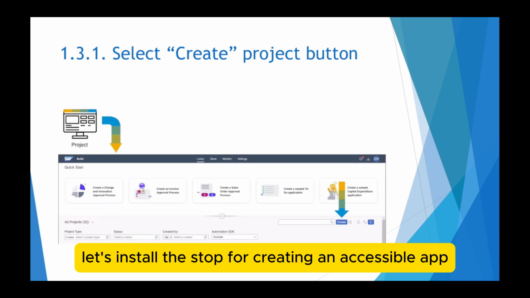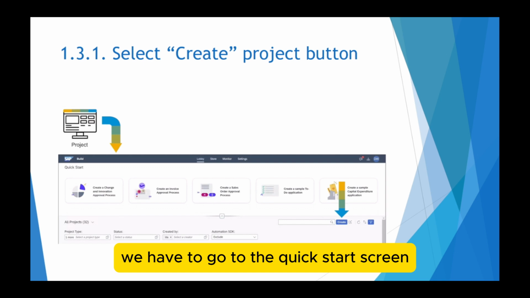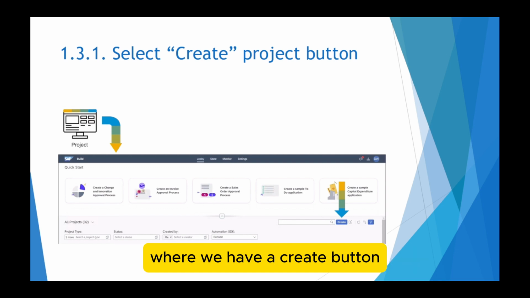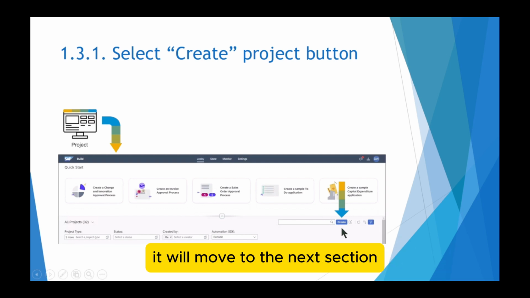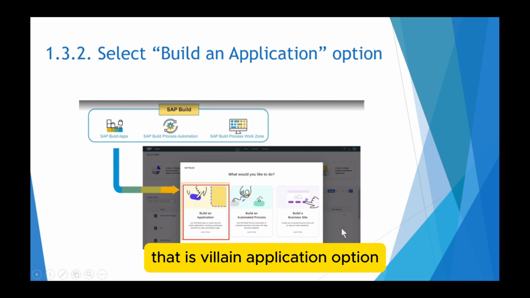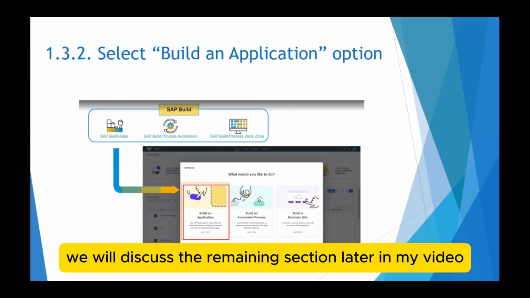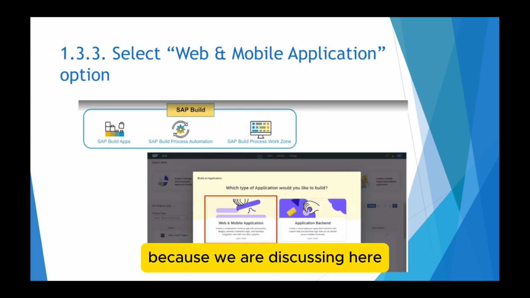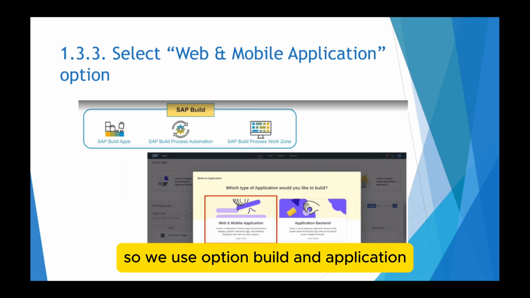Let's discuss the steps for creating an app. First of all, we have to go to the quick start screen, where we have a create button. It is located in the lobby section as described here. When we click on the create button, it moves to the next section, where you will find three options: build an application, build an automated process, and build a business site. We will discuss the remaining options later in my videos, because here we are discussing application development. So we use the option build an application.